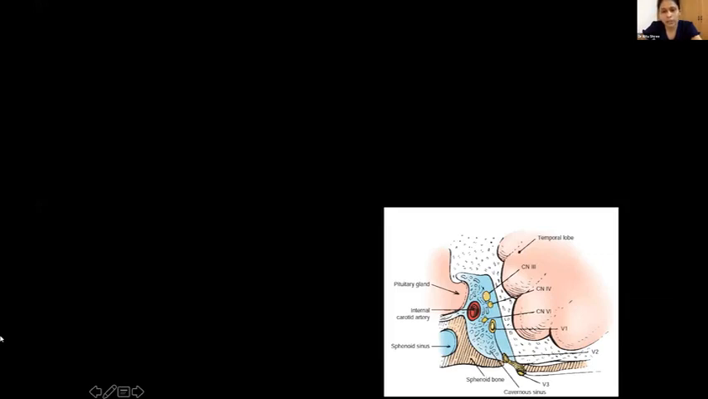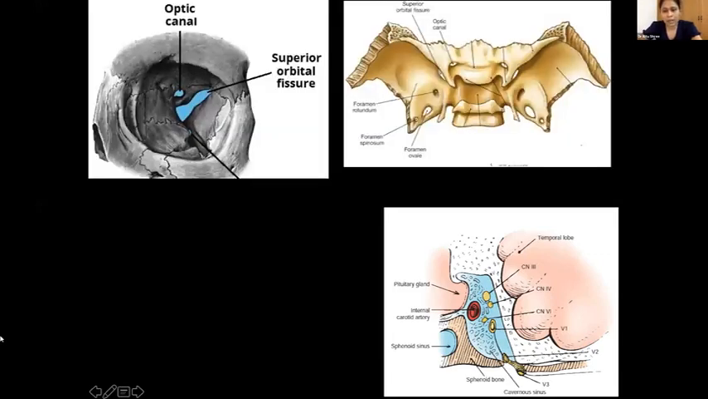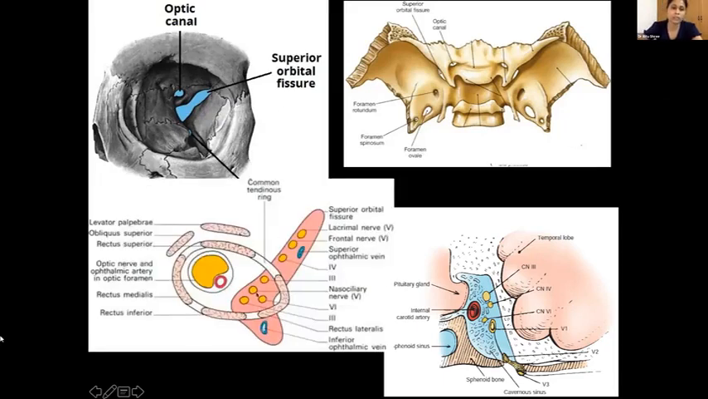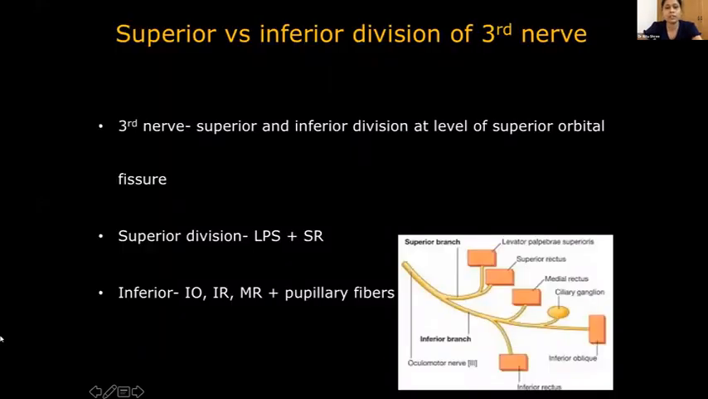of the trochlear nerve, and further it passes through the cavernous sinus into the superior orbital fissure. Just before the entry into the superior orbital fissure, the nerve divides into superior division and inferior division. The superior division supplies levator palpebrae superioris and superior rectus, and the inferior division supplies inferior oblique, inferior rectus, medial rectus, and pupillary fibers. This division is important because if the patient is presenting only with ptosis and upgaze restriction, the lesion is likely after the division of the nerve.